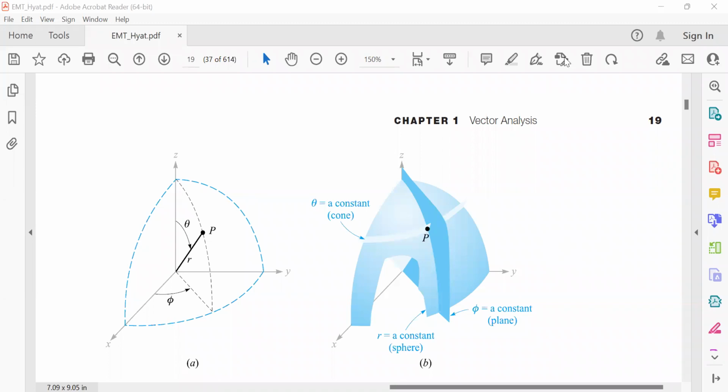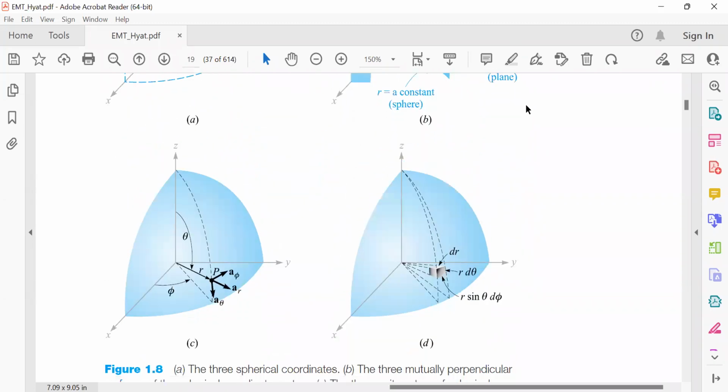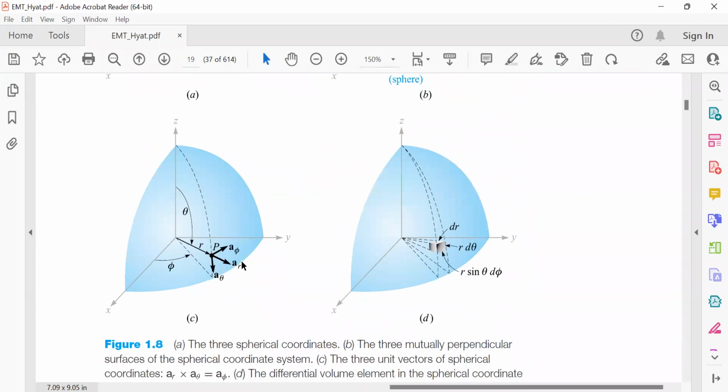So keep it with you and see this now. I have described the unit vectors. Can you see the unit vectors? In the direction of increasing R, A R means R cap, A theta means theta cap. This is another notation of unit vectors. And A phi means phi cap. Can you see this? Unit vectors.